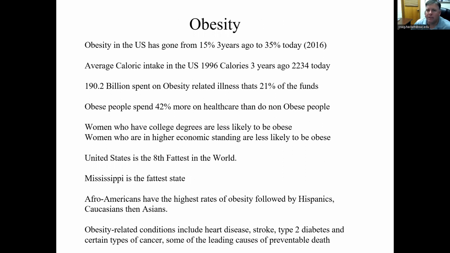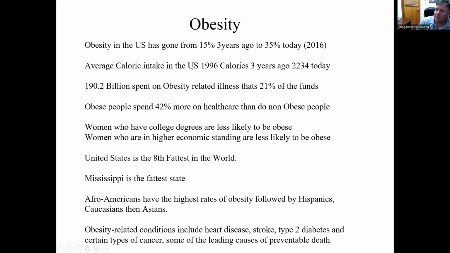Just some information on obesity. I took these off, and I should update this. I just saw the new CDC came out with one, and the American College of Sports Medicine came out with one. Anyway, this is pretty accurate. Our obesity rates are still going up for adults. They're dropping a little bit for children, and you can see why with calorie counts in 1996.